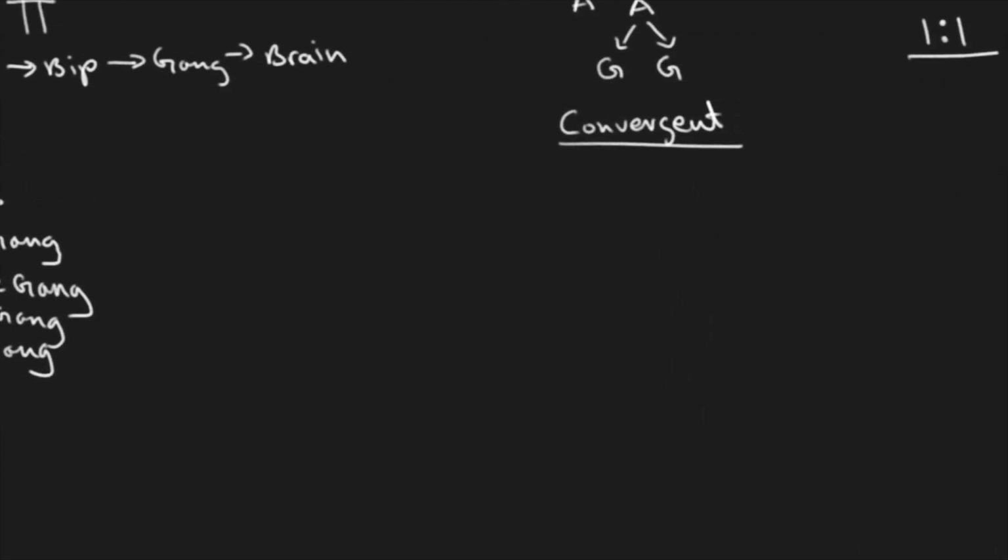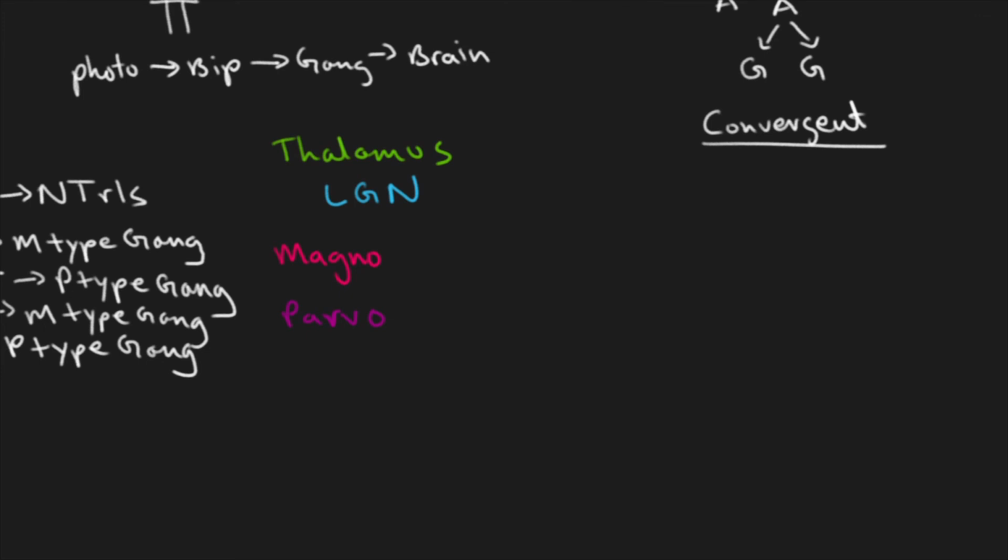Now the axons of these ganglion cells will go to something called the lateral geniculate nucleus, the LGN, in the thalamus. There are two parts to the LGN in the thalamus: one is the magnocellular layer, and the other is the parvocellular layer. The M-type ganglion will signal to the magnocellular layer, and the P-type will go to the parvocellular layer. The magnocellular layer is layers 1 and 2. The parvocellular layer is layers 3, 4, 5, and 6.